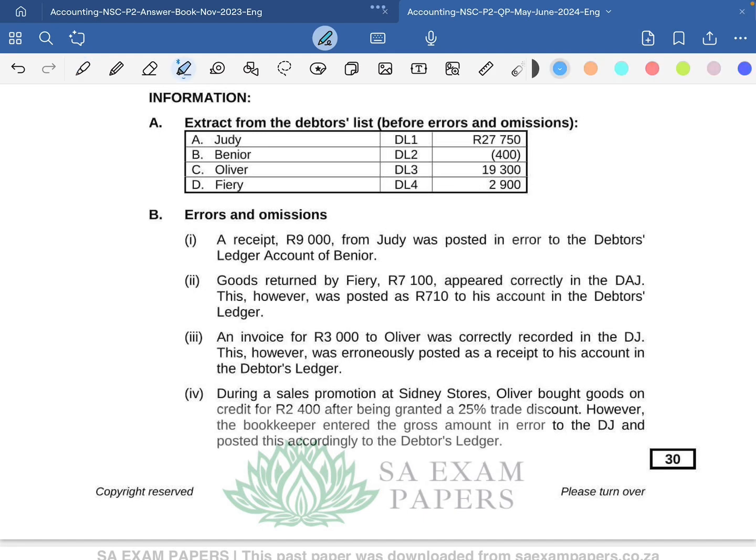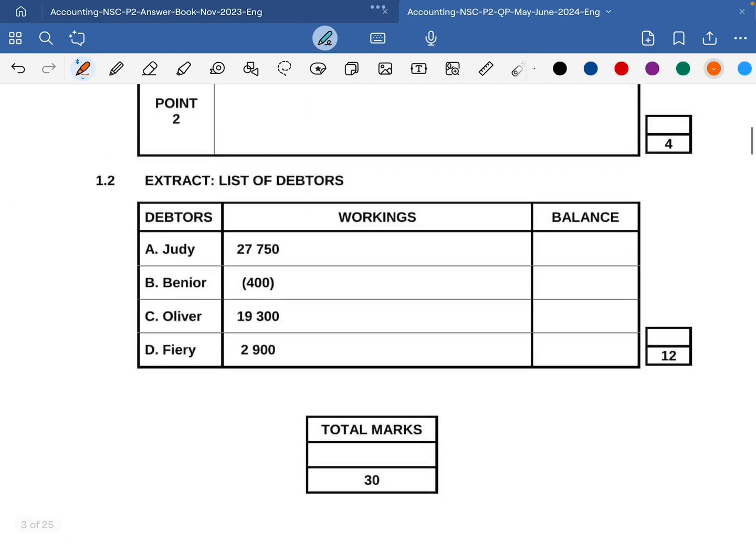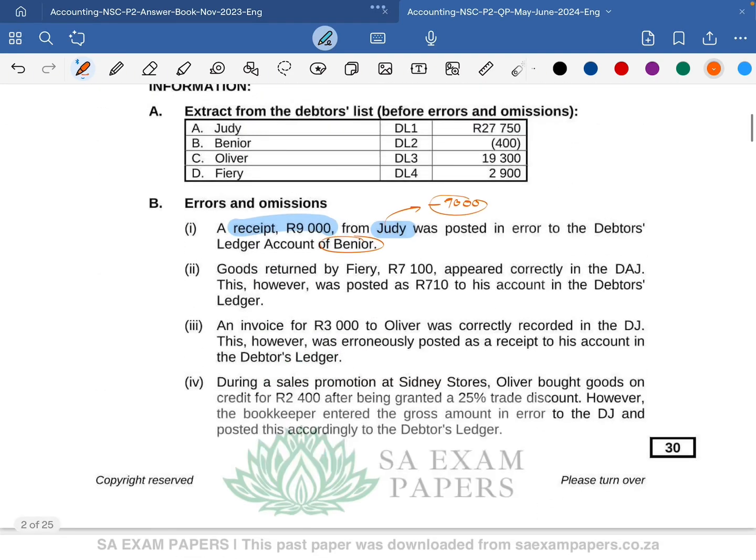So what happened here is that we have received this 9,000, right? We received it from Judy, who is the right person. What we are supposed to do initially is subtract this 9,000 from Judy, but what had happened is that we subtracted the 9,000 from Benyo's account. So what we're going to do is do the reverse by adding back, right? We're going to add back the 9,000 on Benyo's account, then do the correct entry on Judy's account by subtracting the 9,000.